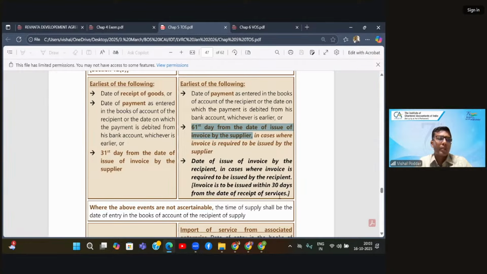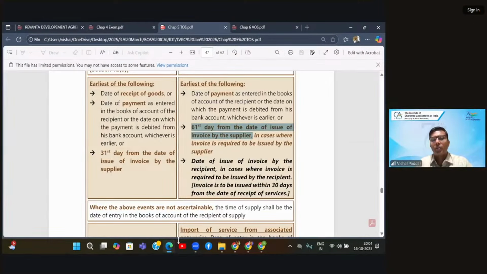So what is this? This is the self invoice. What is a self invoice? As per Section 31 clause F, wherever the supplier is unregistered and the recipient has to pay tax under RCM, since the supplier is unregistered, the supplier cannot issue a tax invoice. So the recipient has to make an invoice on himself. This is what is called a self invoice.